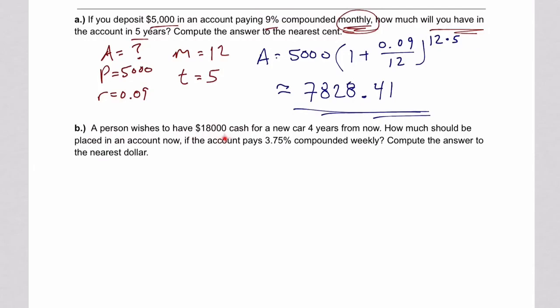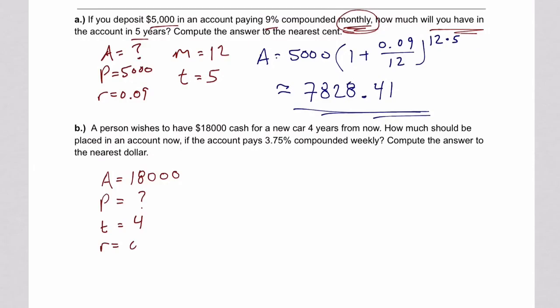The second example is different in a significant way. A person wishes to have $18,000 4 years from now. So that value of 18,000 is not the value for P, it's the value for A. The value for P, the current value, the present value, we don't know. That's the thing we're looking for. We can see that the time involved is 4 years.